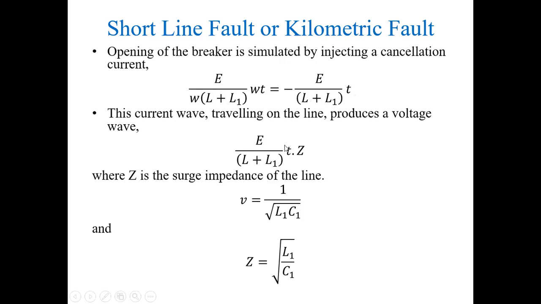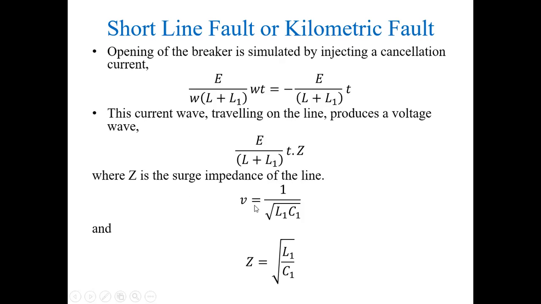So what is the formula for voltage? V is equal to I into Z. So here we have seen the magnitude of V is equal to magnitude of I into Z, which is E divided by L plus L1 into Z. For a particular time period, we have to multiply the expression with T so that we can calculate the voltage, that is the magnitude of the voltage wave, where Z is the surge impedance of the line.